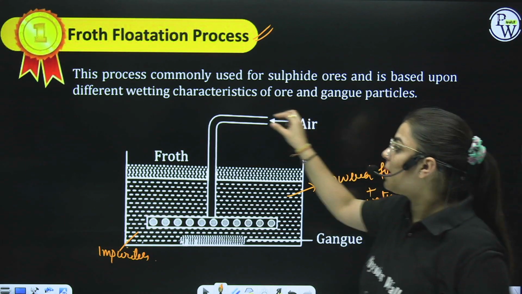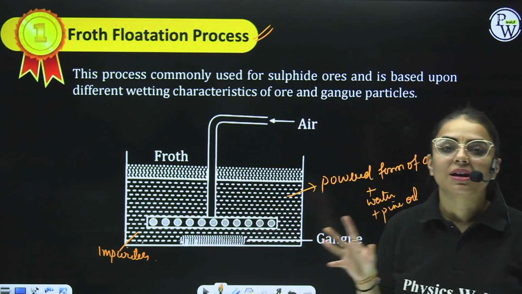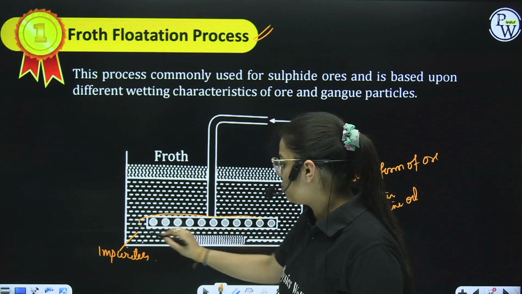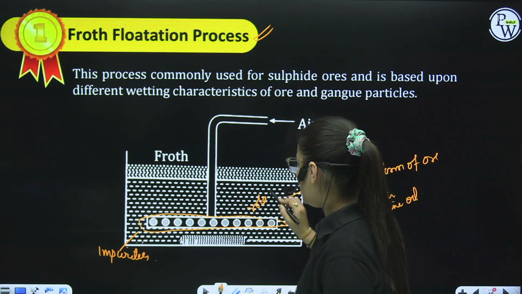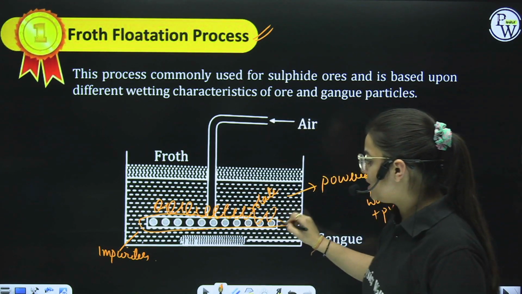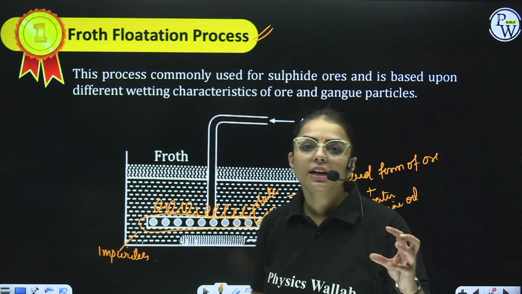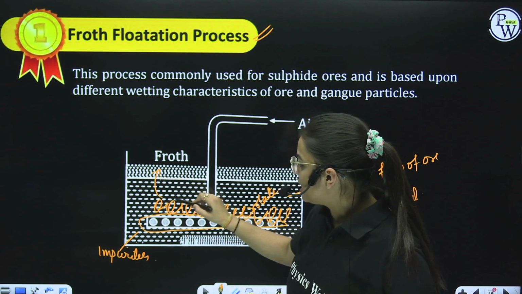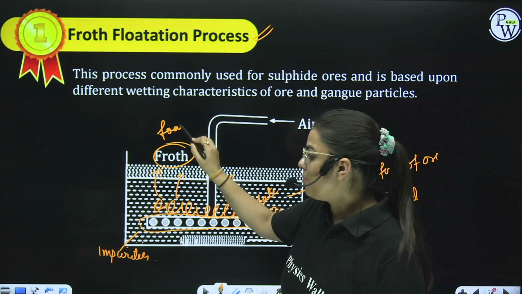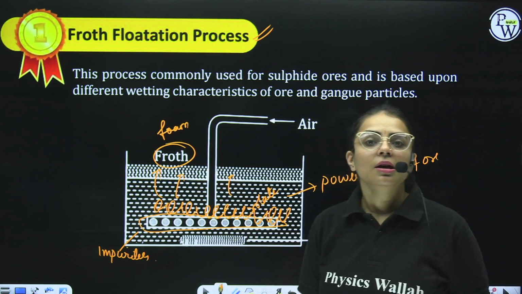Now here we are passing air from the top. Why are we passing air from the top? When we pass air from the top, the mixture will start to rotate. When it rotates, it will create foam. That foam will move in the upward direction, which is referred to as froth. Froth is basically a form of foam that is created on passing the air, right?